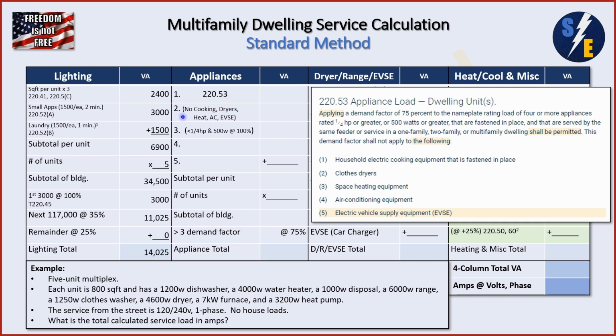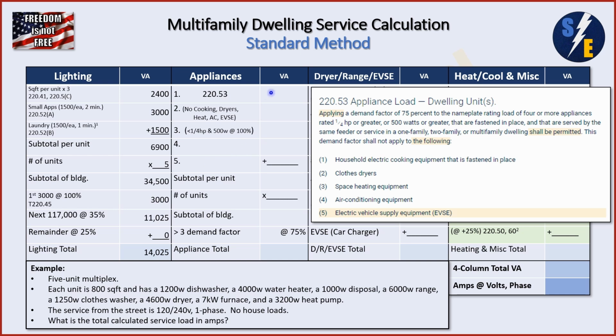So none of these can be included in this appliance load scenario. And that's what I have right here. I have a note that says no cooking, dryers, heat, AC, or EVSE. And then I also have the note saying that anything less than a quarter horsepower or 500 watts has to be taken at 100%, no matter how many there are. So looking back here, it says applying a demand factor of 75% to the nameplate rating of 4 or more appliances. So if we have 4 or more appliances, we can apply 75% to any appliances we have, except the ones that are smaller than quarter horse and 500 watts. They have to be taken at 100%. If we have less than 4 appliances, they have to be taken at 100% also.